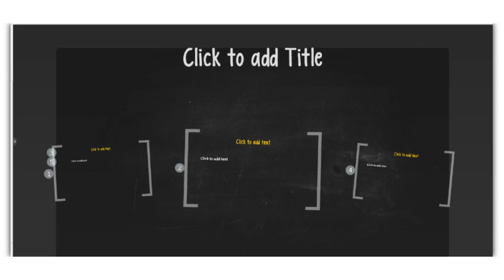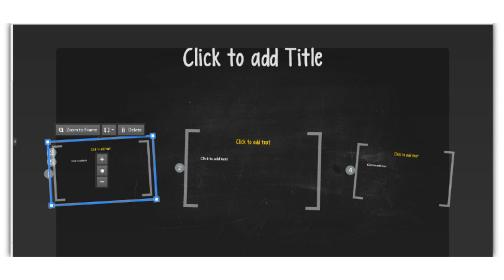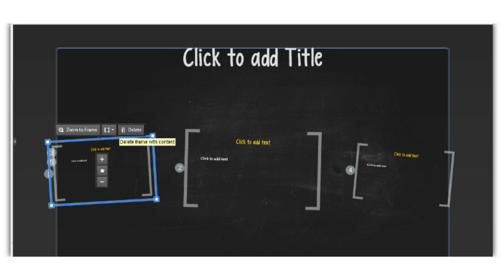We will now take a closer look at the last set of tools. These are the frame tools. Just like when we looked at the large frame, you will see a set of tools. You will not see these tools until you click on the frame. Once you click on the frame, you will see a blue border. On top of that border, there are some options. Those options are Zoom to Frame, Frame Options, and Delete.